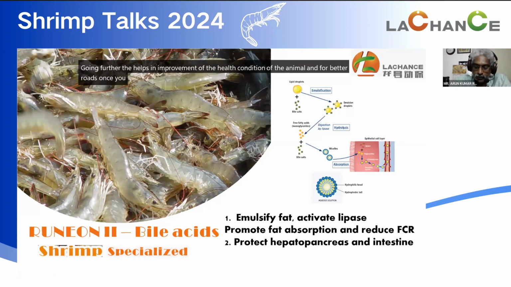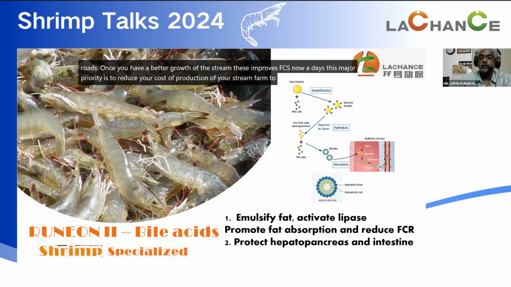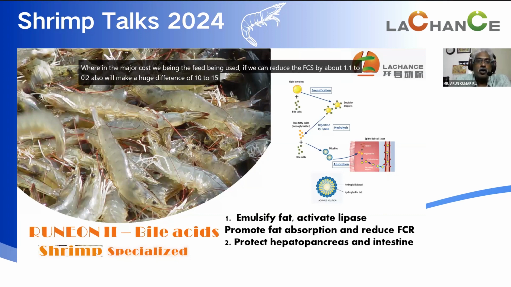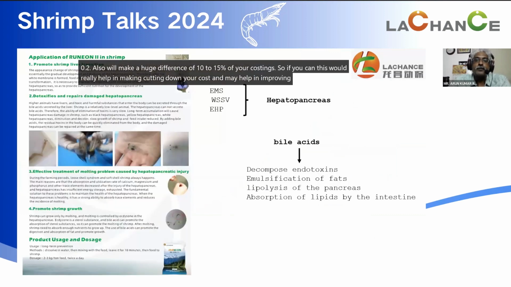Once you have better growth of the shrimp, this improves your FCRs. Nowadays, the major priority is to reduce the cost of production of your shrimp farm. To reduce your cost of production, you have to mainly look at the feed being used, which is the major cost. If we can reduce the FCR by about 0.1 to 0.2, it will make a huge difference of 10 to 15% of your costings. This would really help in cutting down your costs and improving your profitability in shrimp farming.